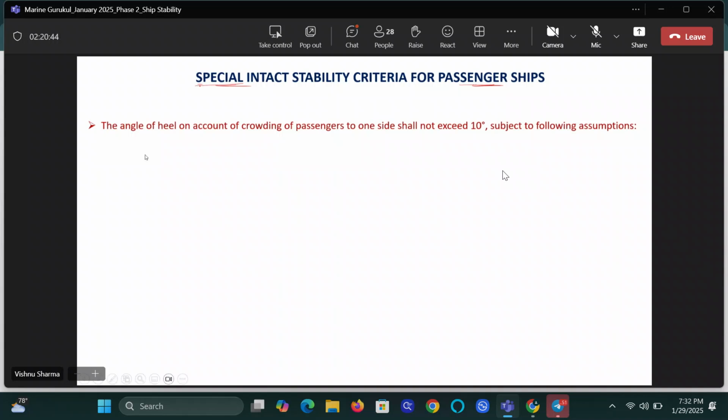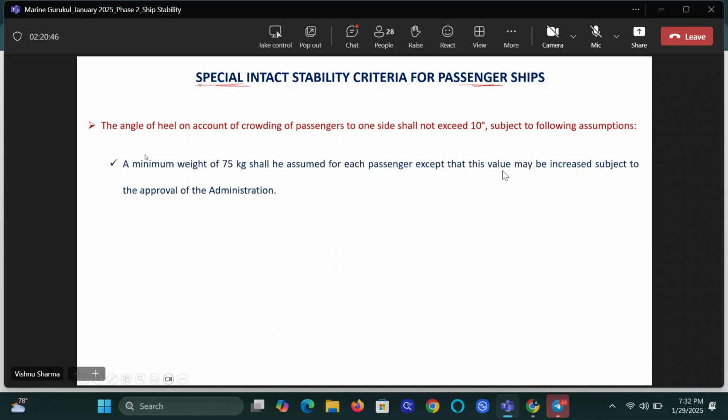So the angle of heel on account of crowding of passengers on one side shall not exceed 10 degrees, subject to the following: that the weight of each passenger is assumed to be 75 kg. Like when they say the lift is for 4 persons, then they assume the weight to be 75 or 80 kg, whatever is given. The mass and distribution of the luggage shall be approved by the administration.